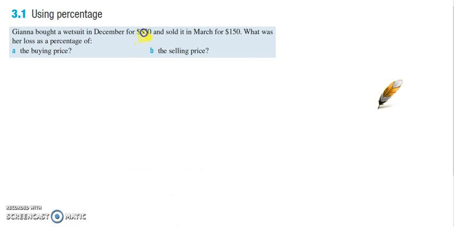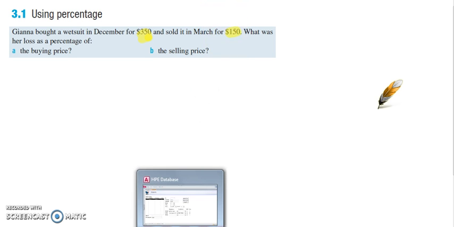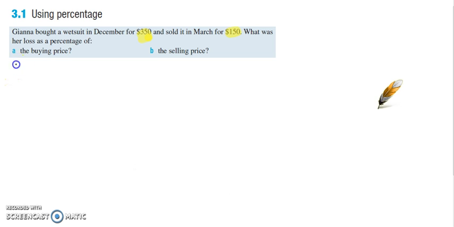Bought it for $350, sold it for $150. So it's obvious she lost money. Okay? So we need to figure out how much she lost. So her loss equals $350, take $150, which is $200.